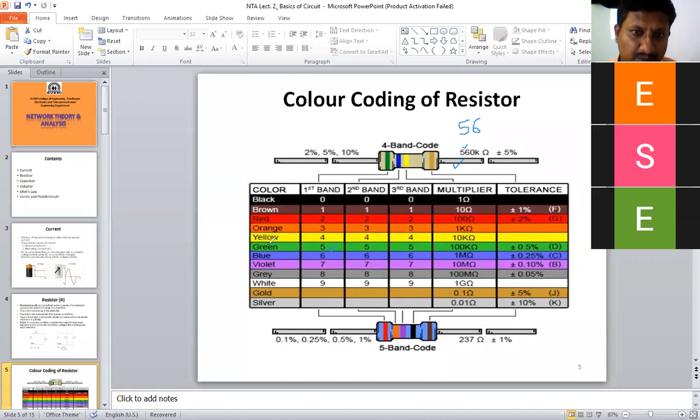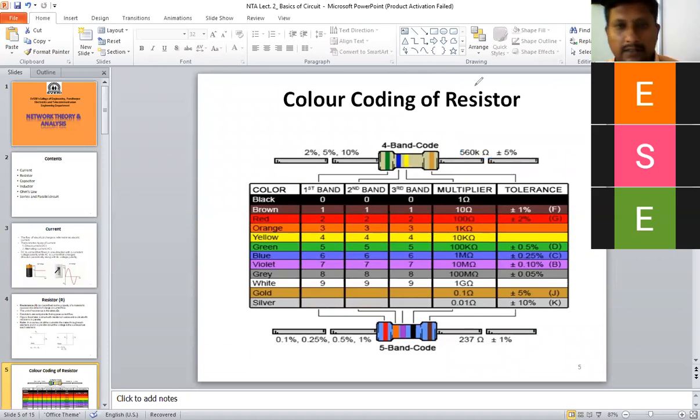Next, the third color is yellow. Yellow is number 4, but don't write 4 here, it is 5, 6, not 4. You have to use this band as the multiplier. Yellow is number 4, which means 10 raised to 4, which means 10k. So 56 into 10k gives 560k, 560 kilo ohm. So based on the color coding, we can easily write the values.